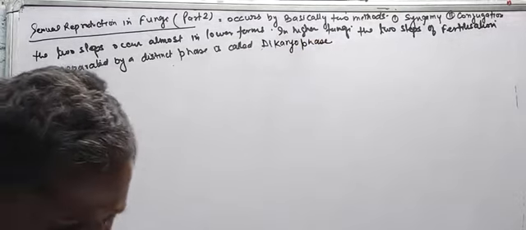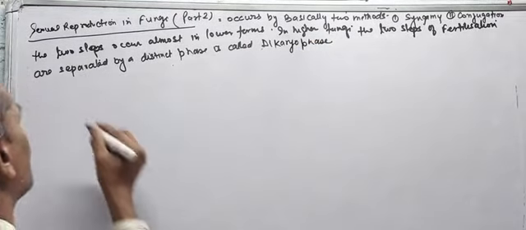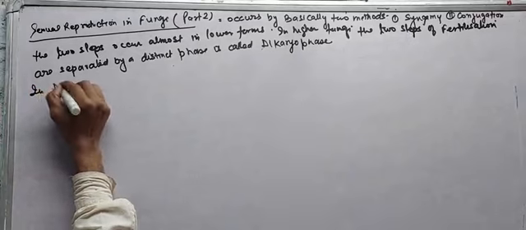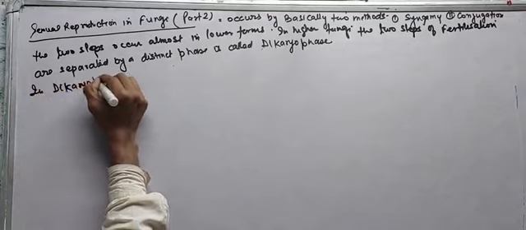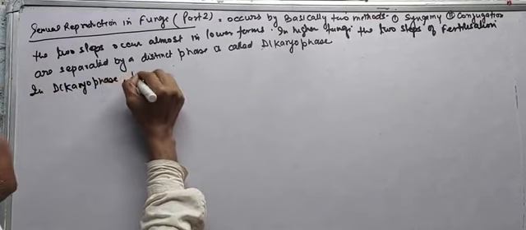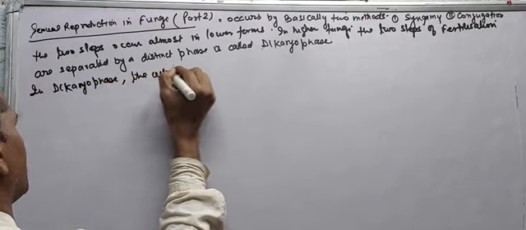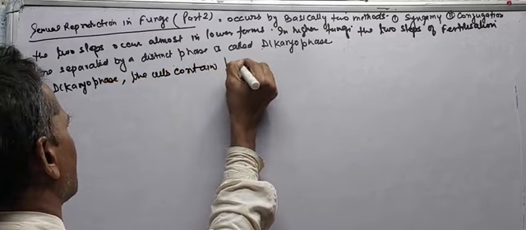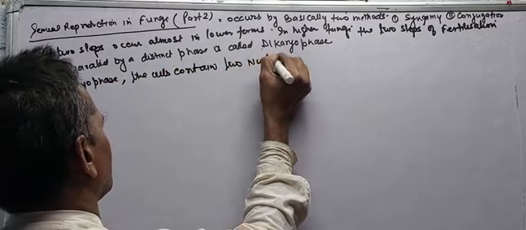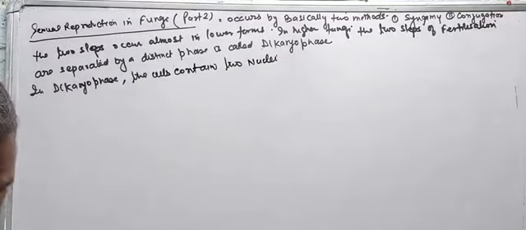In dikaryophase, the cells contain two nuclei.